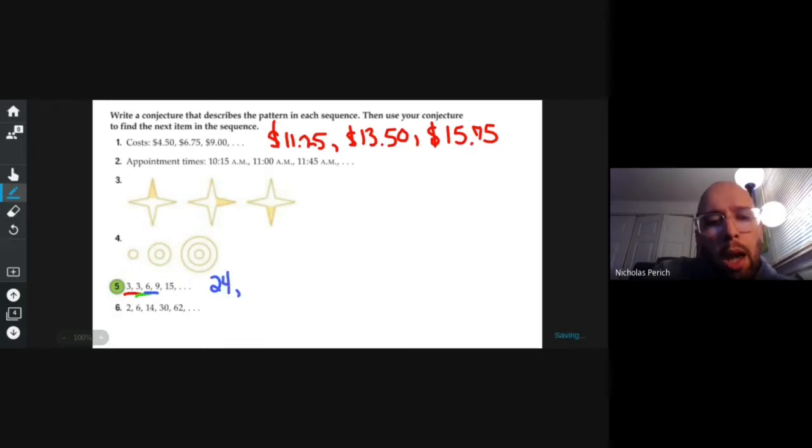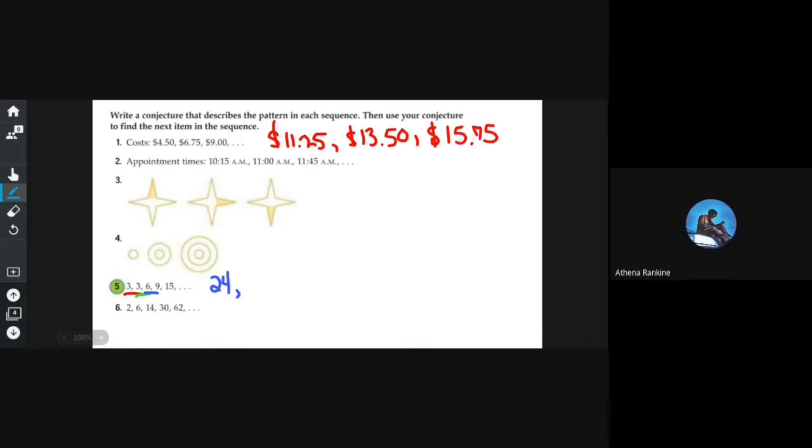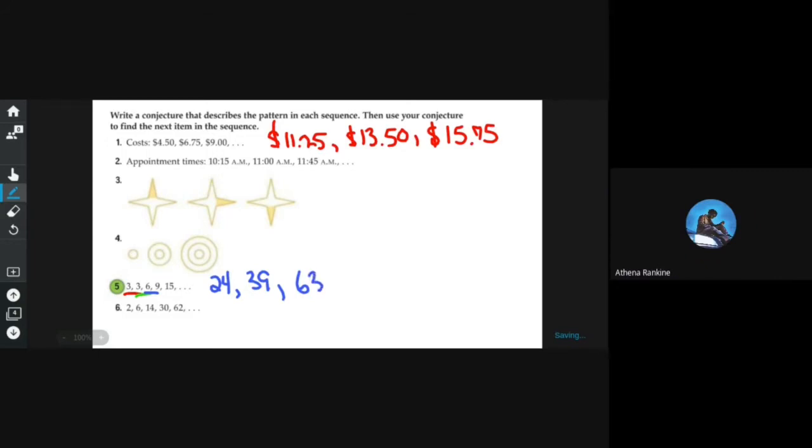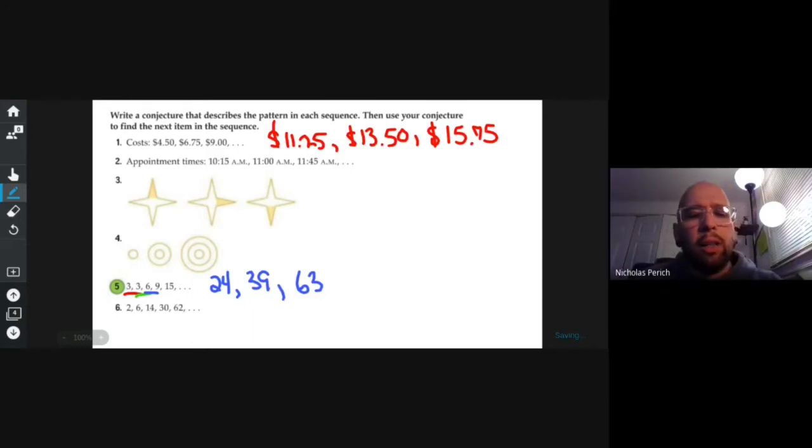So 9 plus 15 is 24. And what do I do to get the next one? 39. Uh-huh. And then you add these 2, and what is it? 63. Very good. I was able to figure out 5.